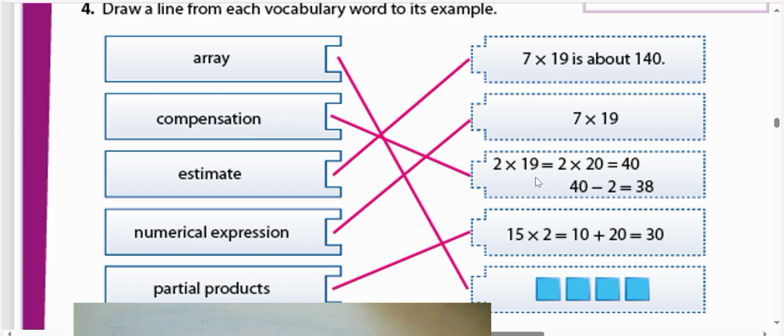Combinations, like 2 times 19 equals 2 times 20 subtract 2. Okay, we can write here 2 times 20 is 40. 40 minus 2 equals 38. That's it. So 2 times 19 equals 38. Because of this property, computation and estimation rounding: 7 times 19 is about 140. Numerical expression like this, 7 times 19, we call it a numerical expression. Partial product, 10 times 2 equals 20.